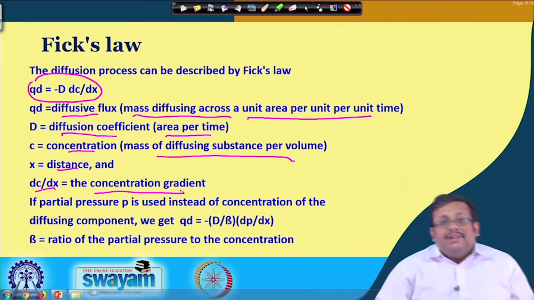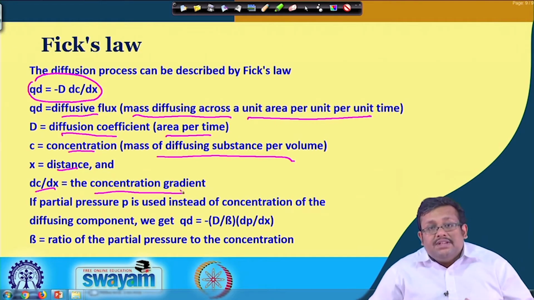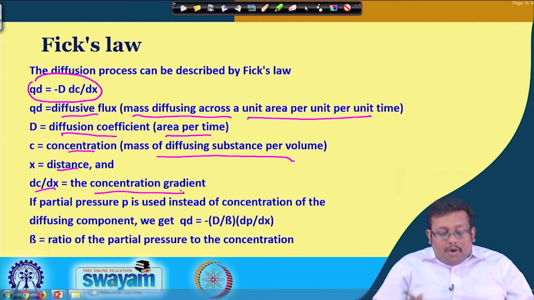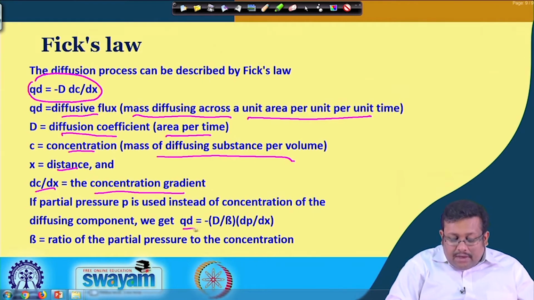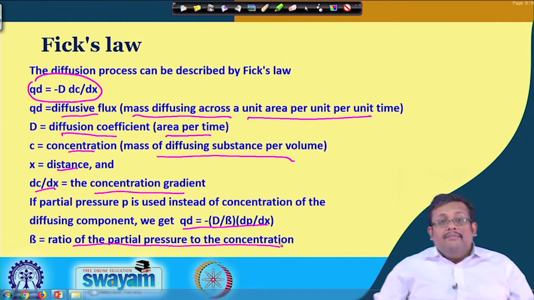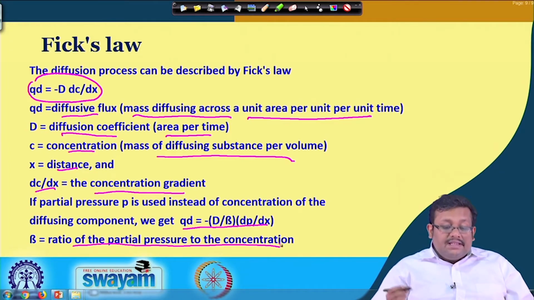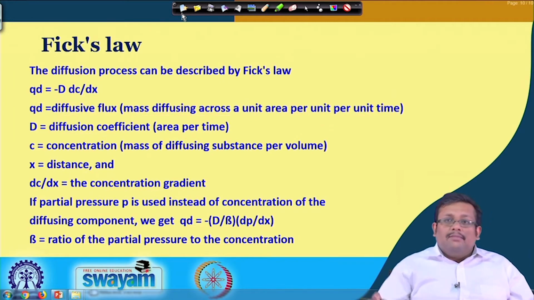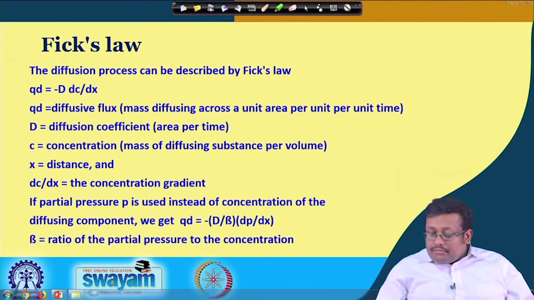And if partial pressure P is used instead of concentration of the diffusing component, we get this formula, that is QD equal to minus D over beta into dP by dx. So, beta is basically the ratio of the partial pressure to the concentration. We have already discussed what partial pressure is in the last lecture, so I am not going to discuss it in detail. So, this is the general form of Fick's law.